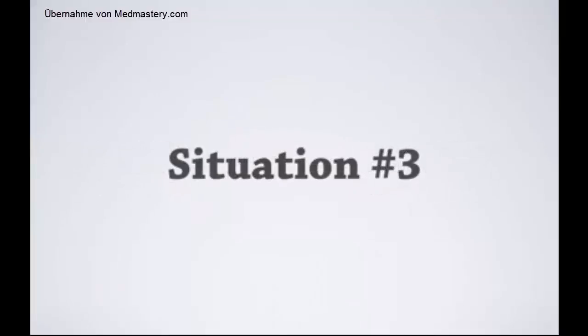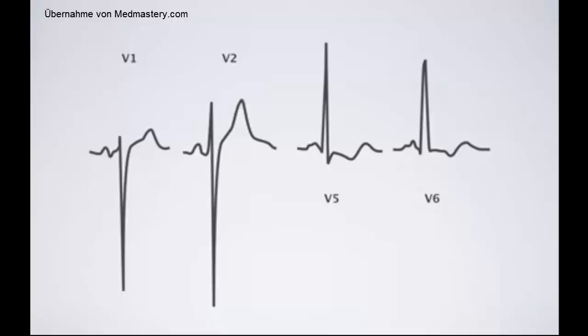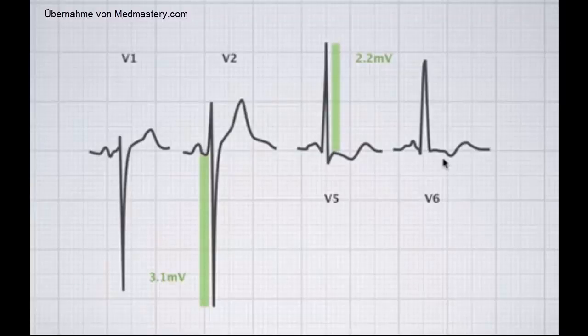Let's turn to situation number 3. Let's assume you have a patient who has this ECG. V1, V2, V5, V6. What's the problem here? Right, this ECG suggests left ventricular hypertrophy. The Sokolow index is positive. The R in V5 is 2.2 millivolt. The S in V2 is 3.1 millivolt. 3.1 plus 2.2 equals 5.3, and 5.3 is way over our threshold of 3.5 millivolt. So we have a strong suspicion of left ventricular hypertrophy.